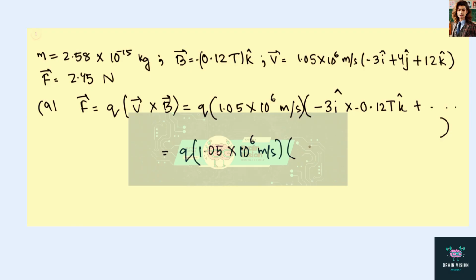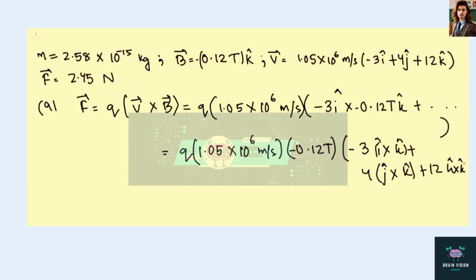So this is going to be equal to 0.12 Tesla. Let's write that down. Basically, I'm writing here the magnitude of the magnetic field, and this will be negative 3 i cap cross k cap plus 4 times j cap cross k cap plus 12 times k cap cross k cap.